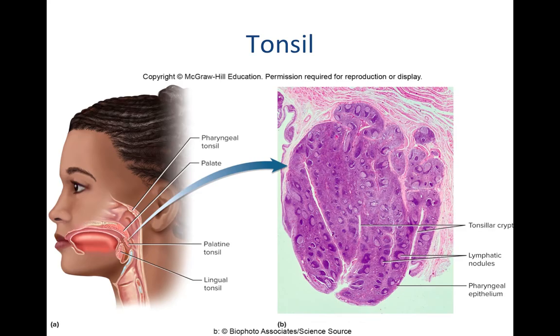Moving on to the lymphatic system. When you look in the mouth, you have several different tonsils that are there. You've got a lingual tonsil near the tongue, palatine tonsil near the soft palate right here, and pharyngeal tonsils way up here toward the nasal cavity, also called your adenoids.